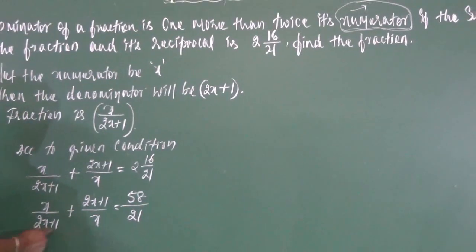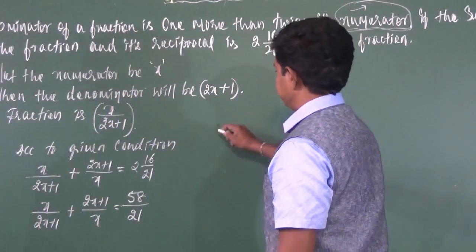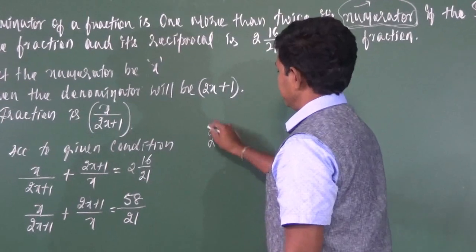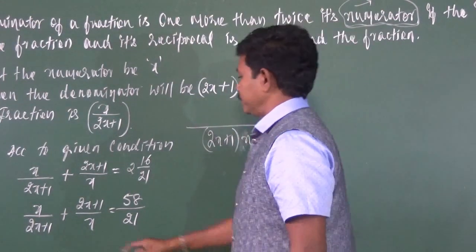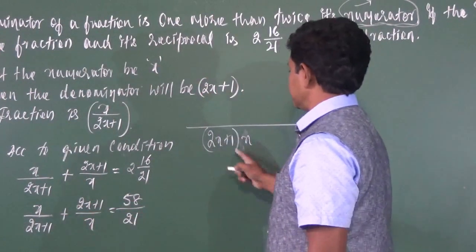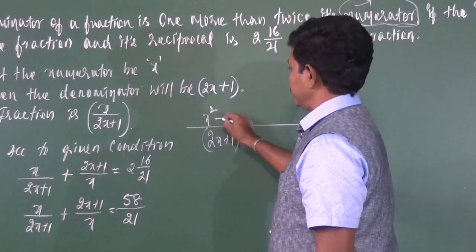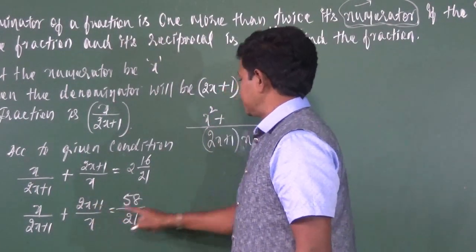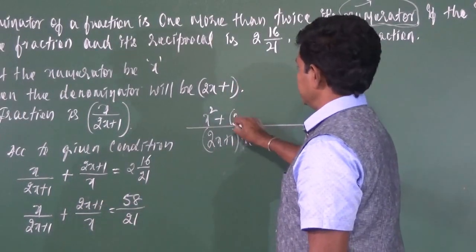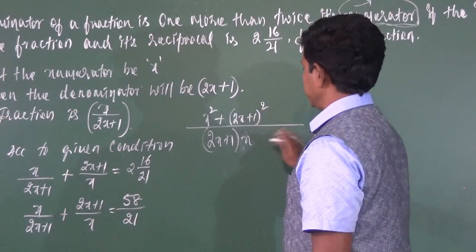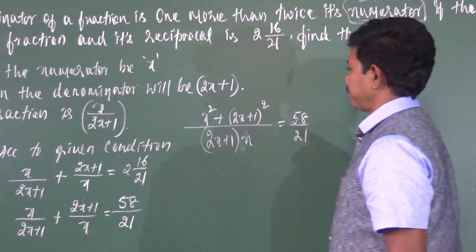Okay, so let us take the LCM for these two terms. The LCM will be 2x plus 1 into x. So x by 2x plus 1 into 2x plus 1, 2x plus 1 cancels, x into x is x square, plus 2x plus 1 by x into this, x and x cancel, 2x plus 1 into 2x plus 1 is 2x plus 1 whole square, is equal to 58 by 21.